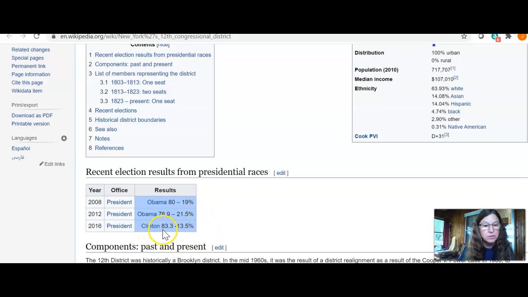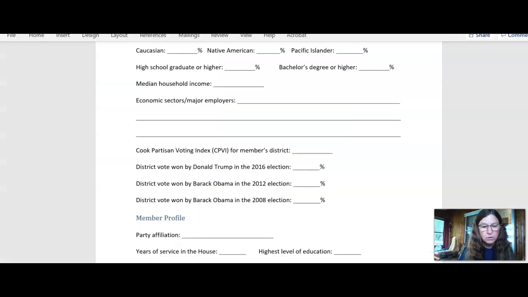It is interesting that Clinton actually had stronger support than President Obama did in those years. So that's telling us about the district. We're learning about the ideological makeup, income, racial, ethnic identities in that area.